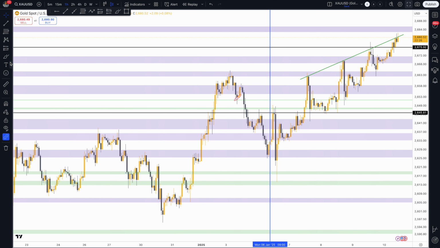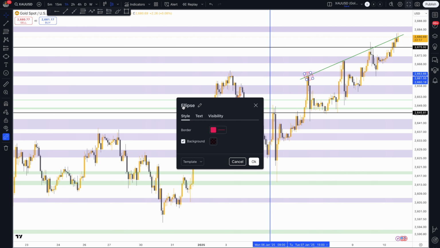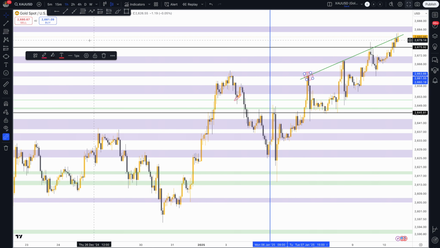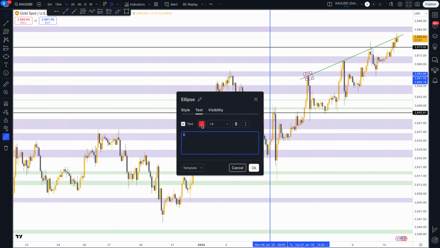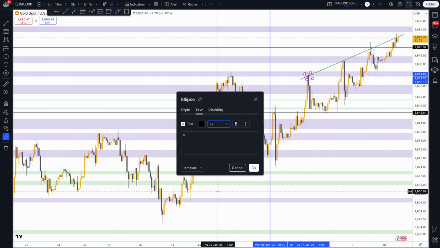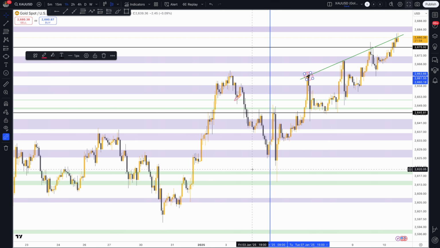If I get out of this full screen mode real quick and grab some ellipses, we have our point A. I can mark this in with some text just to give you a better representation of what I'm on about. If I put that in black and make it bigger, bold it, cool. So we've got that there. That's our A.